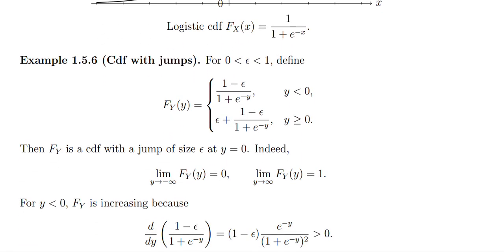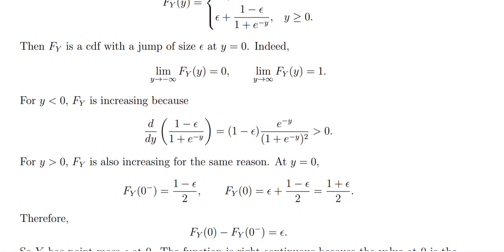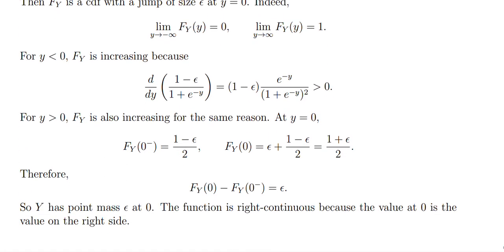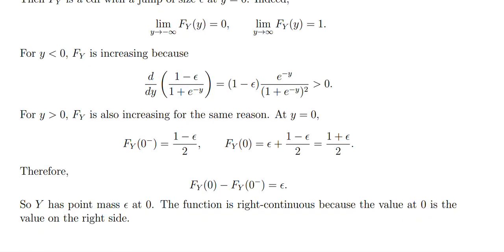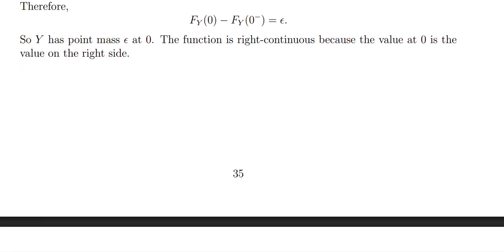Similarly here, this is a valid CDF. And if you subtract F of 0 minus F of 0 minus 1, that is epsilon, so there is a jump at 0 of epsilon length.